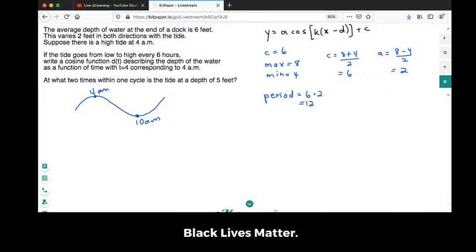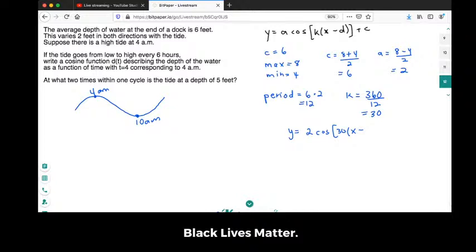And we're going to go ahead and figure out our k value, which is 360 divided by 12 again. It's going to be 30. Now, we can put this all together and get ourselves a nice little cosine function. So we've got 6. Oh, I lied. 2 cos bracket 30 x minus.